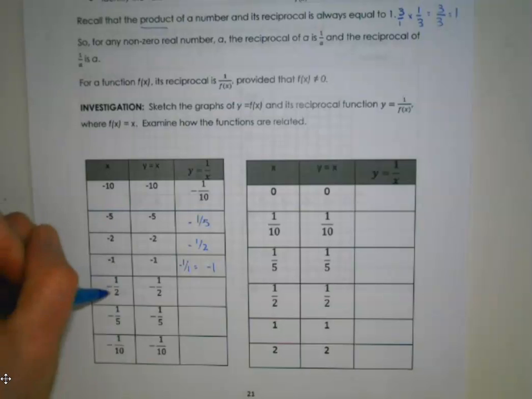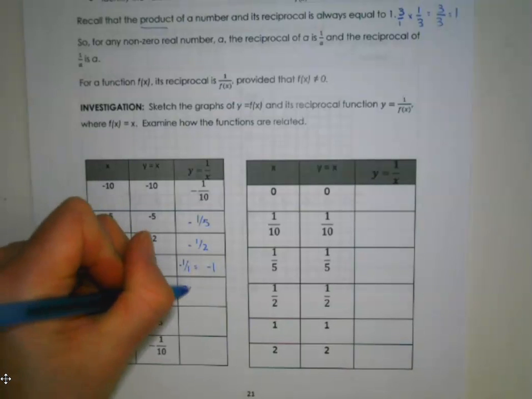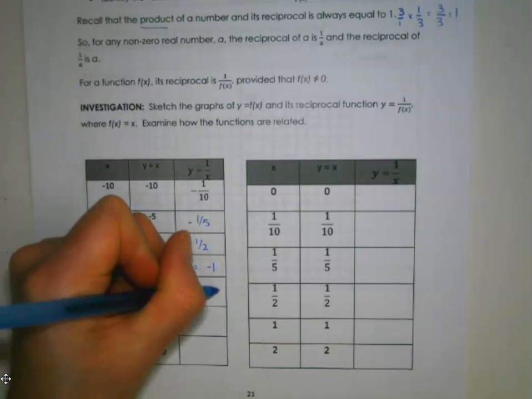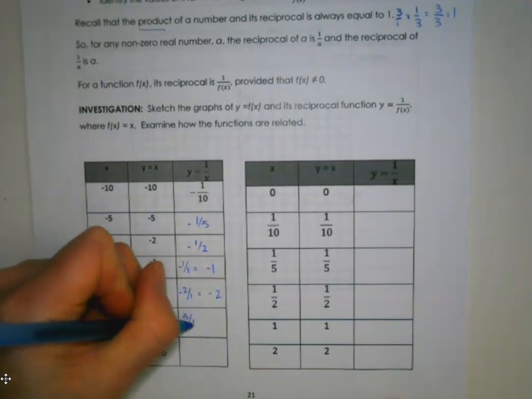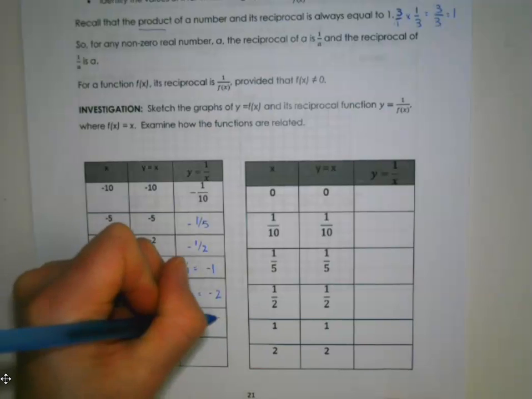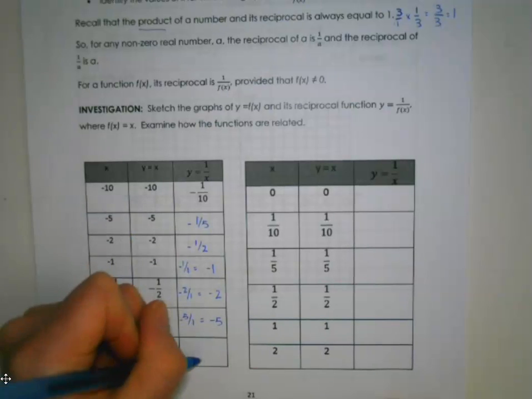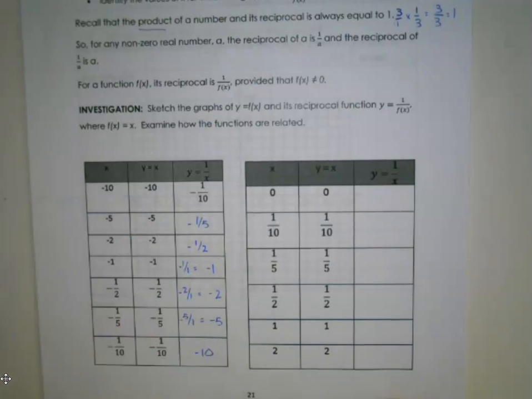Negative 1/2, if we flip that, is negative 2 over 1, which is just negative 2. Same thing for this. Negative 5 over 1 is the reciprocal, so it's just negative 5. And negative 10 over 1 is negative 10. Okay.